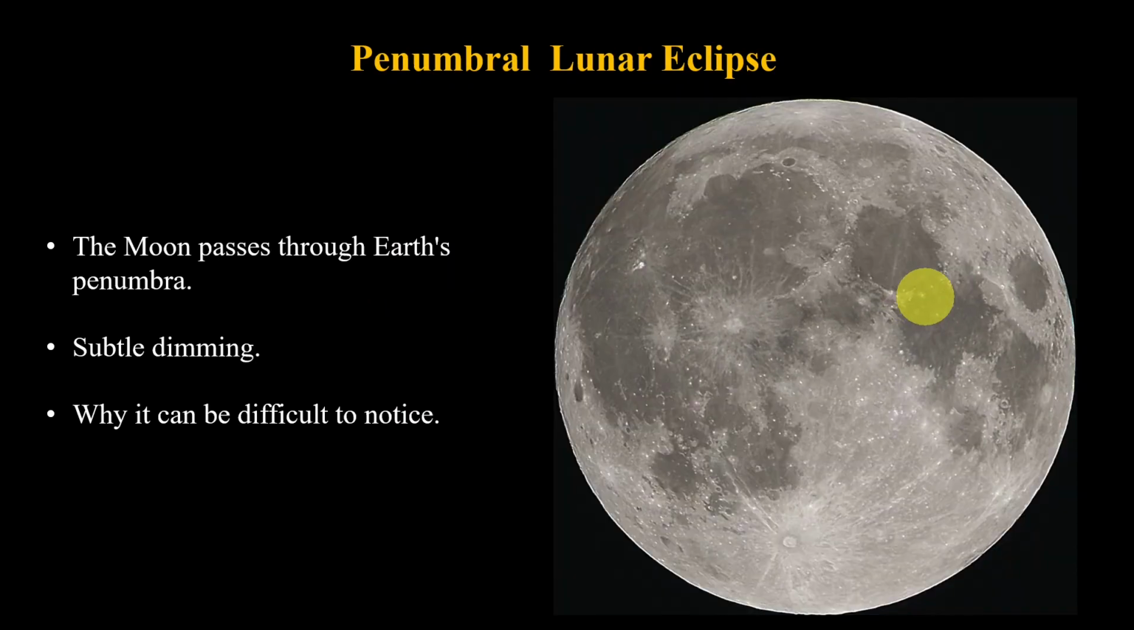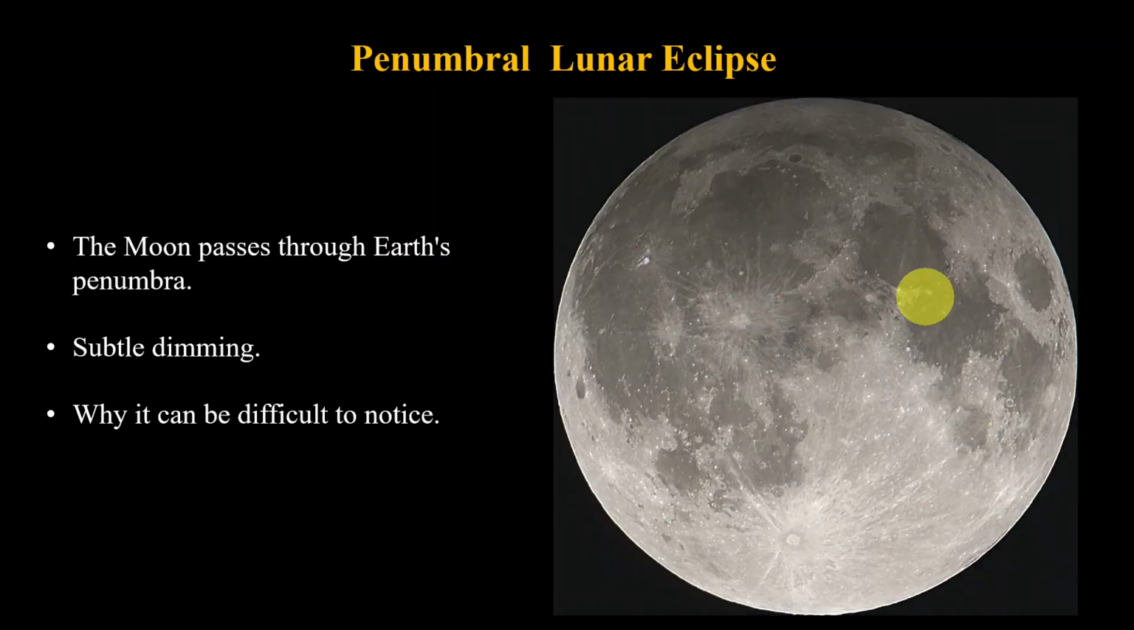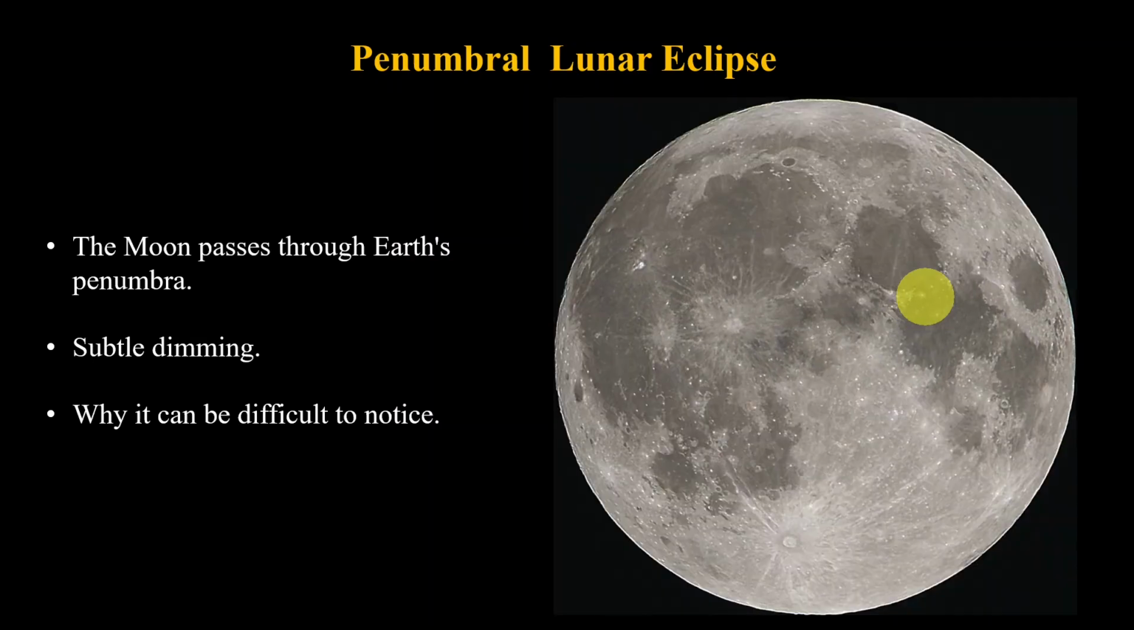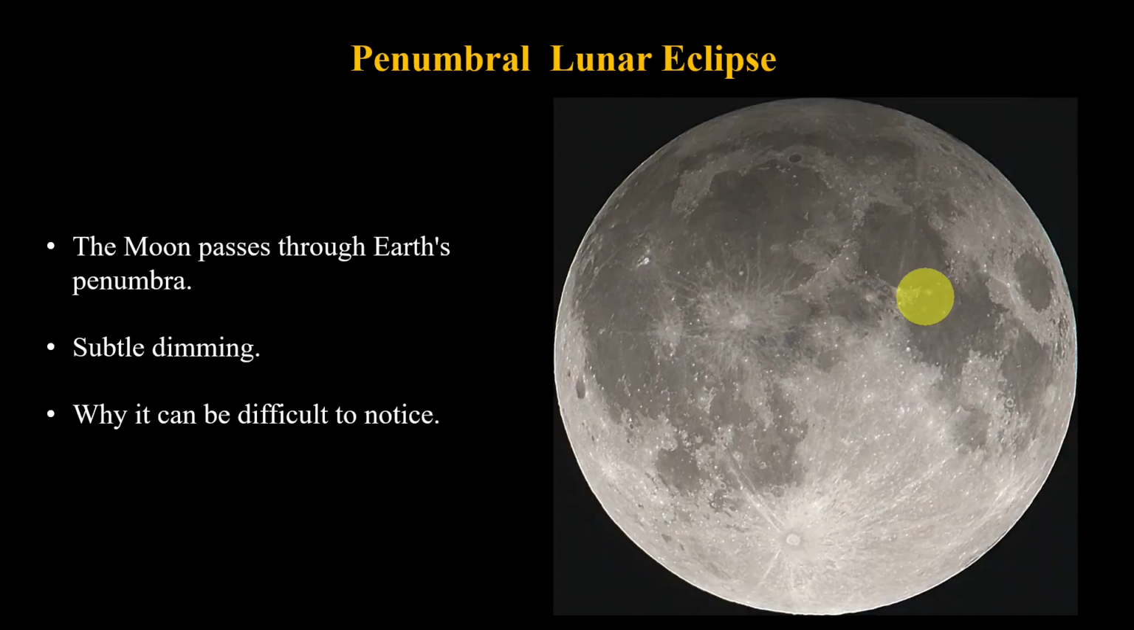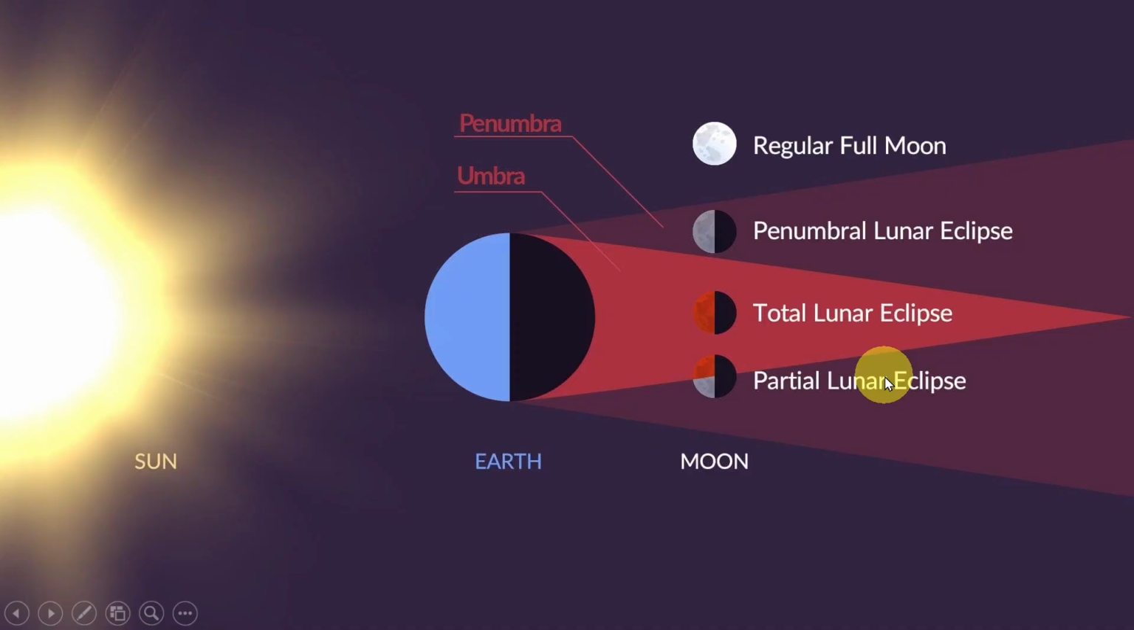Then we have the penumbral eclipse, where the moon passes through Earth's penumbra. That causes a subtle dimming of the lunar surface, and we don't get to notice it unless you use a very powerful telescope to focus on it. If you just look at it, it looks pretty normal. So here is a diagram of all the types of lunar eclipse I've just shown you.